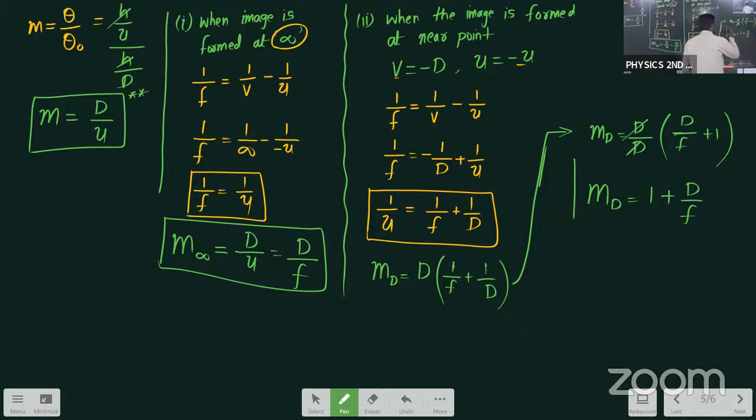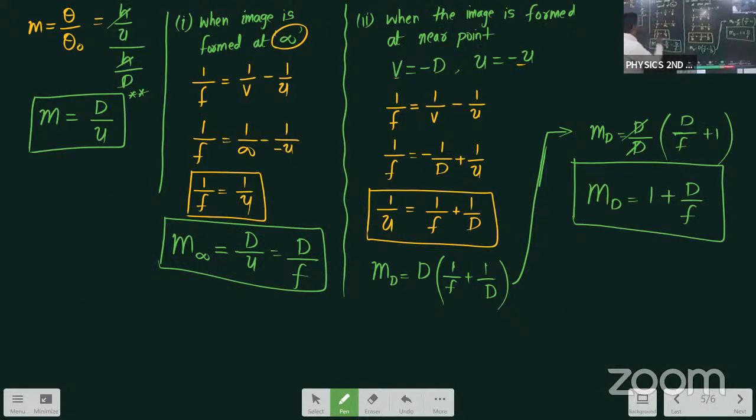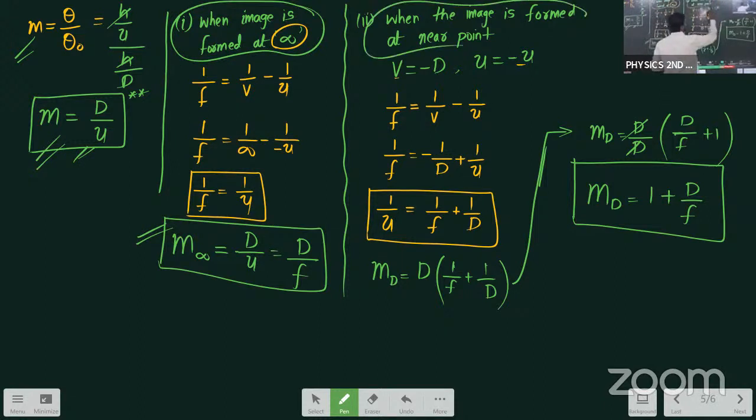No, sir, are we supposed to do the entire thing in your examination? No. Once again, I am repeating, you are supposed to write down what is a simple microscope. After writing simple microscope, draw these two diagrams, determine the value of theta naught and theta. Once determined, write down this and substitute this value here. Once you are getting this formula, directly write down the heading. When the image is formed at infinity, directly note down this answer. Next, when the image is formed at near point, write down this formula directly. That will be more than enough for your annual examination. So I hope you understood this derivation.